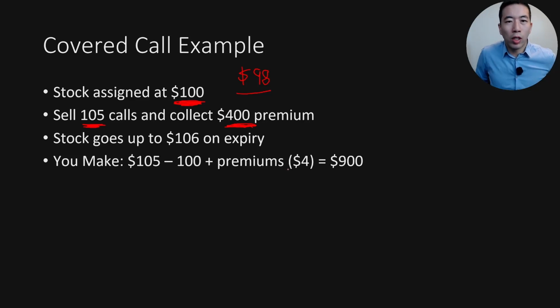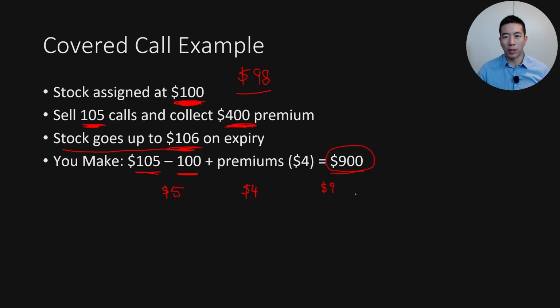Okay, so we're gonna do that and we wait, okay? And while we wait, the stock does go up to 106 on expiry. Because you promised to sell the stock at 105 on expiry, this is how much you'll make in total. So you're selling at 105, you bought the stock at $100, so you're making $5 right here per share. And then you collected $4 in premium too per share. So that's $9 per share. And you have 100 shares, so you make $900.